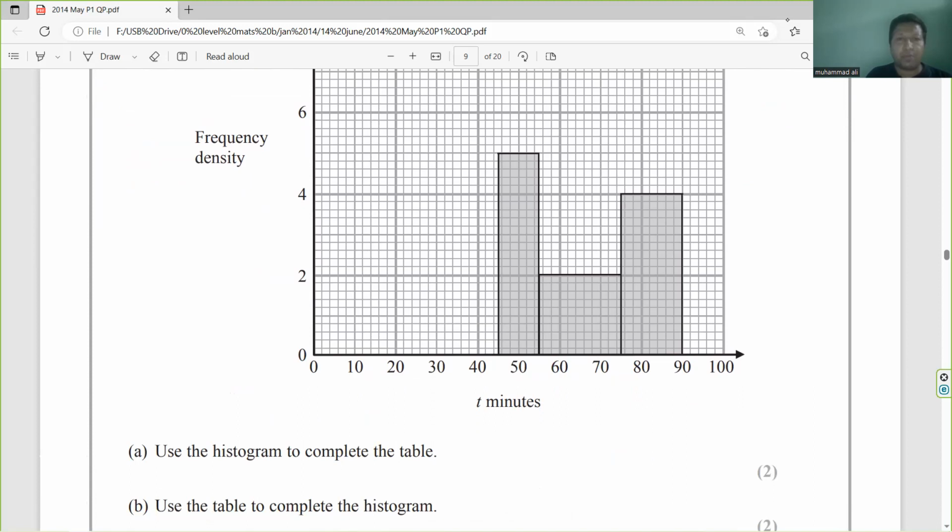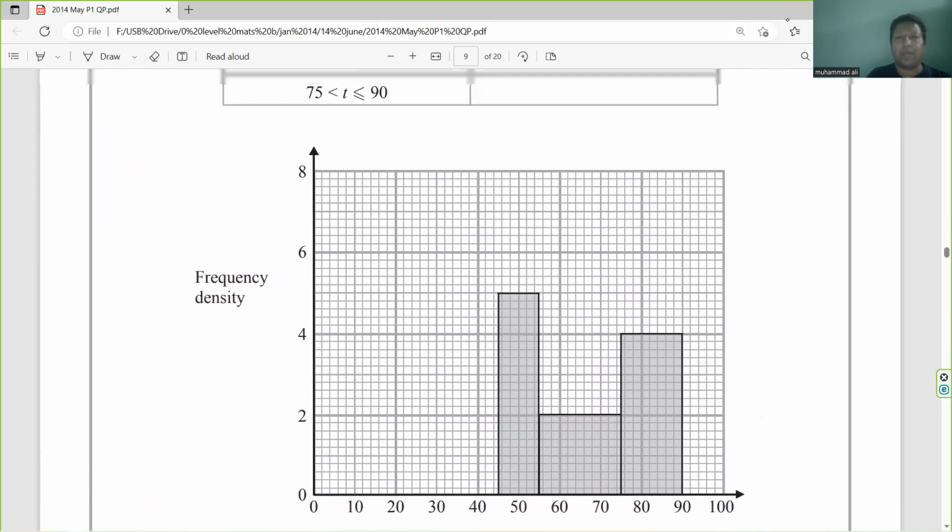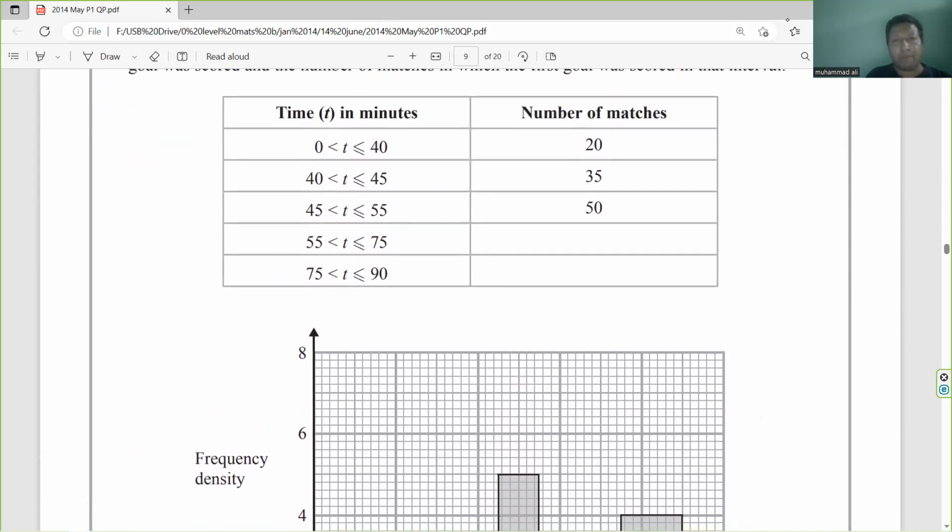We have to draw the incomplete histogram. Use the histogram to complete the table. Use the table to complete the histogram. One thing you have to remember: in a histogram, frequency density is represented vertically. Frequency density equals frequency divided by class width when k equals 1.